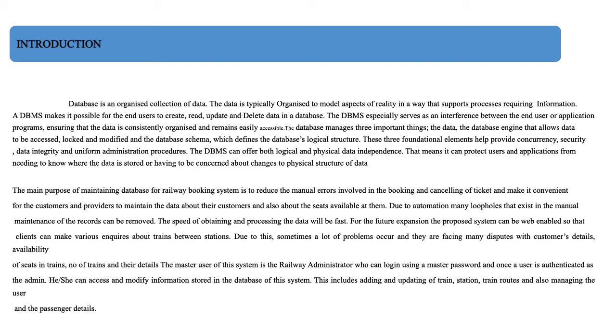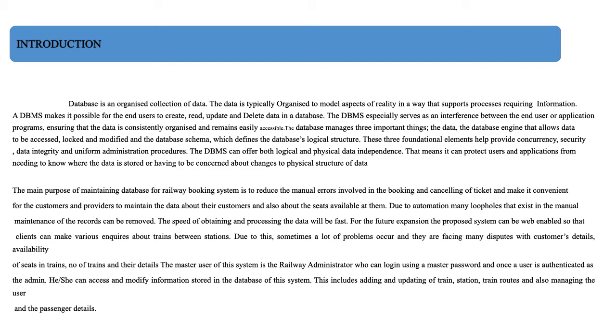The main purpose of maintaining a database for the railway booking system is to reduce the manual errors involved in the booking and cancelling of tickets, and make it convenient for the customers and providers to maintain the data about their customers and also about the seats available at them. Due to automation, many loopholes that exist in the manual maintenance of the records can be removed. The speed of obtaining and processing the data will be fast.